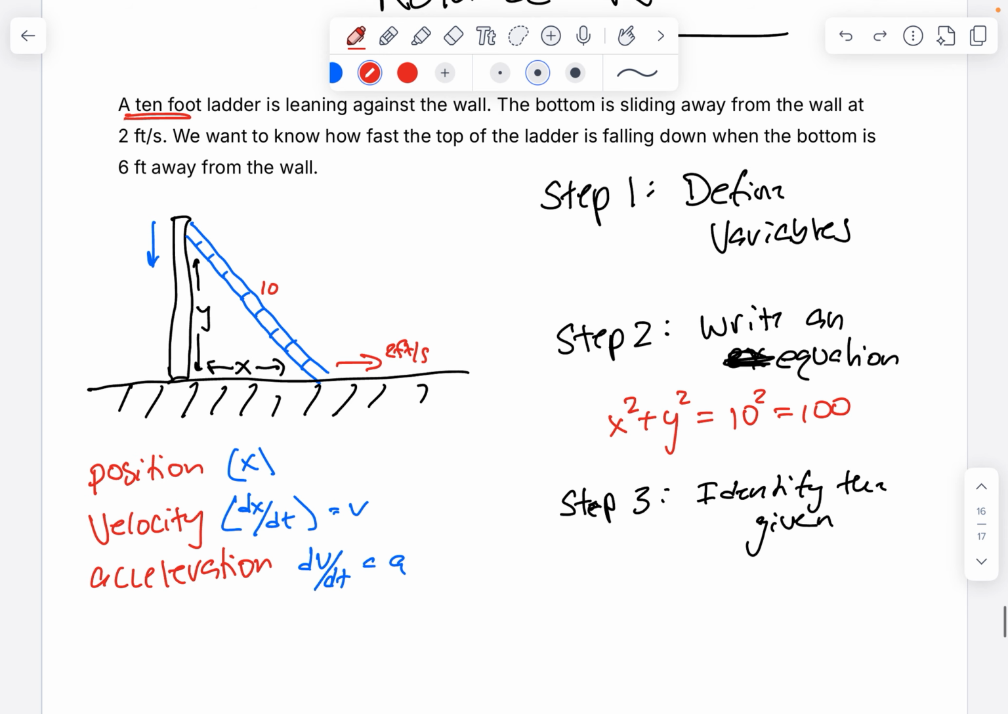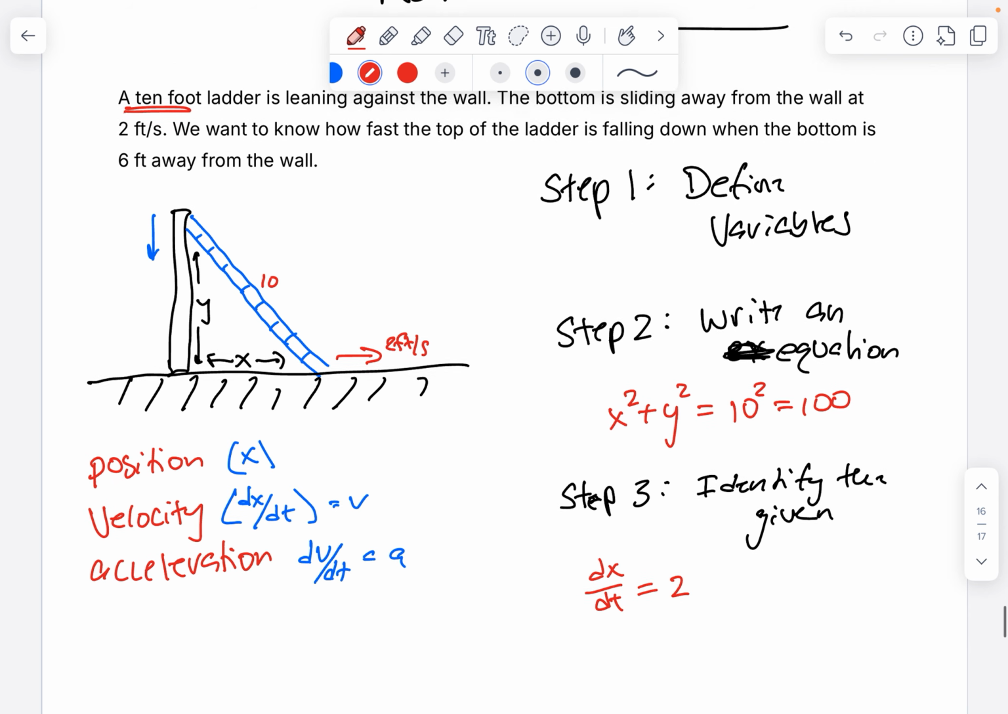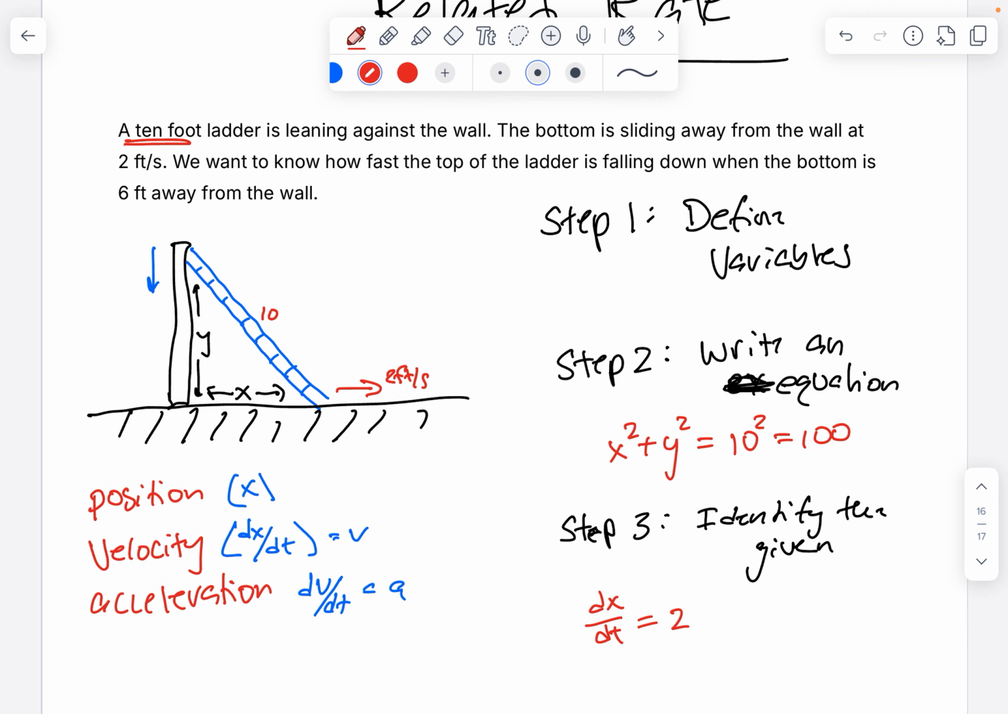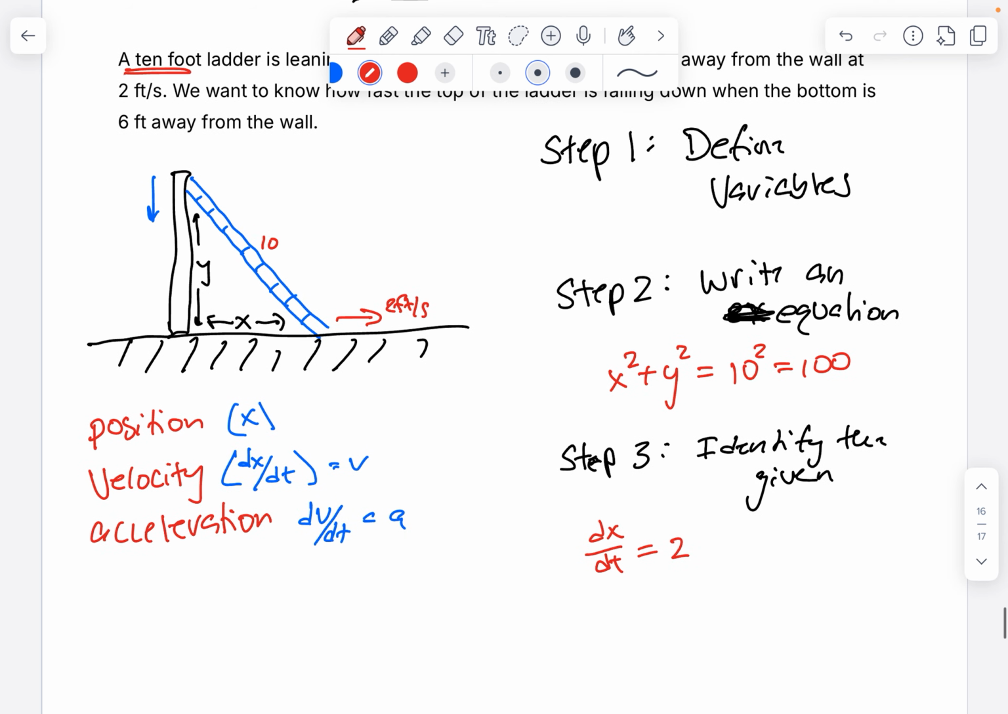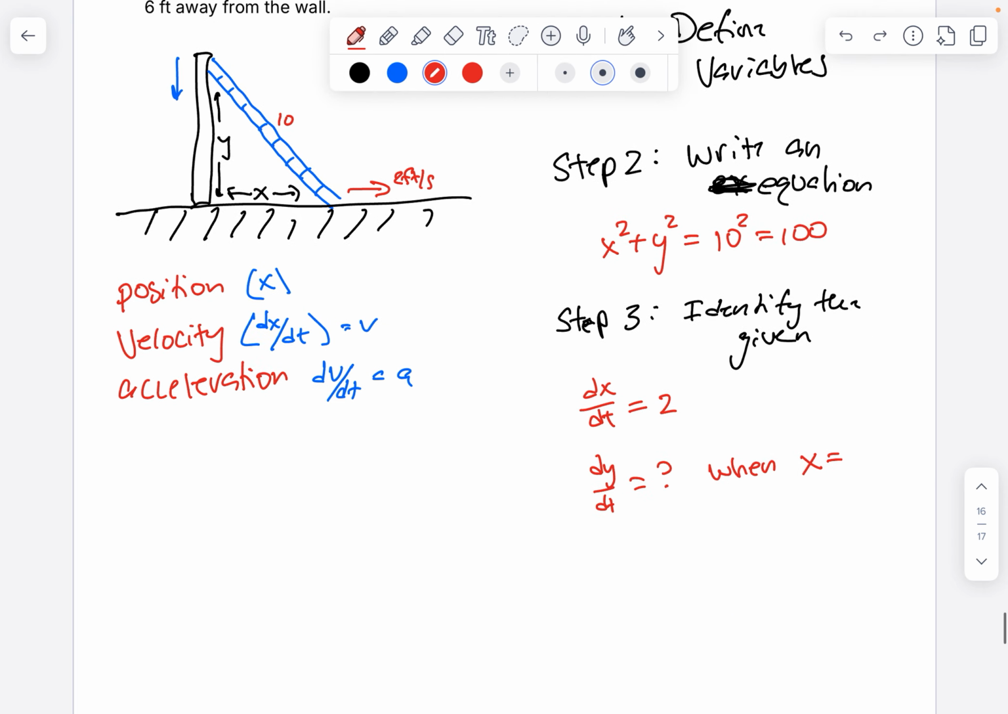So we are given that the bottom slides away from the wall at 2 feet per second. So what that looks like is we know dx/dt is equal to 2. And we want to find how fast the top of the ladder is falling down. So we want to find dy/dt, right? And we are evaluating when x is equal to 6. All right, so that's all the information we have and all the information we want to know. So let's go to step 4.